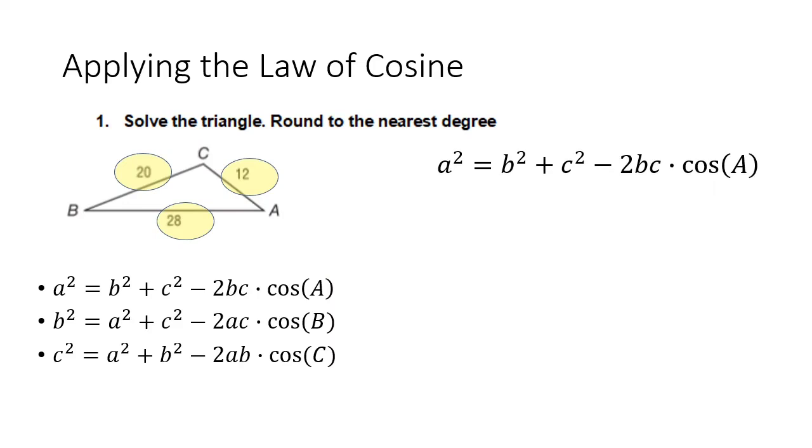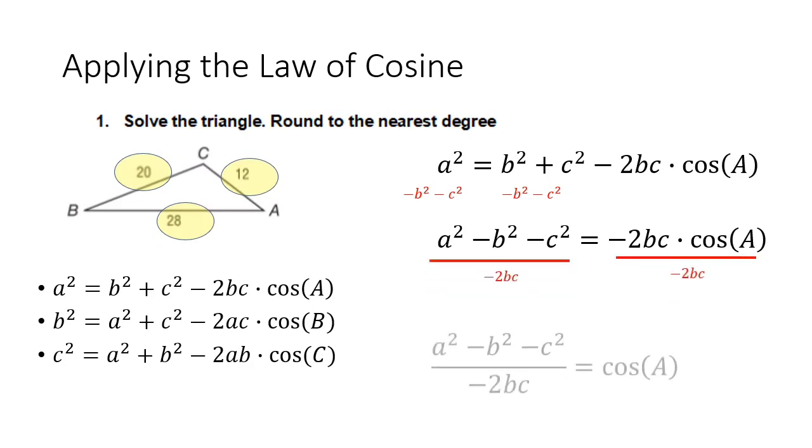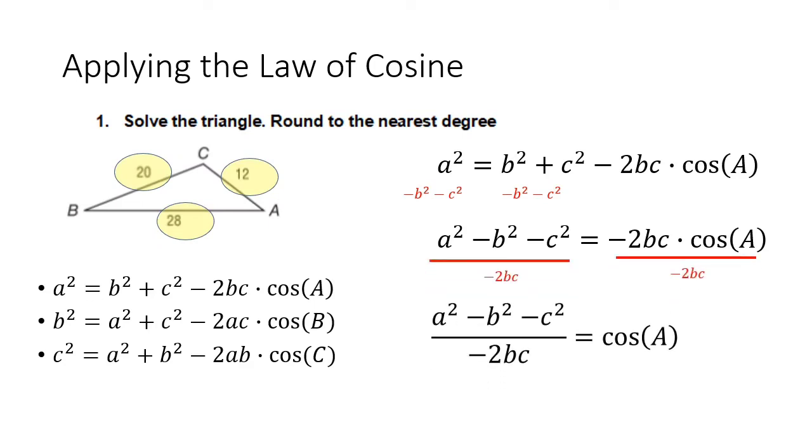In this case, I'm going to go ahead and try and solve for angle A. So we're going to subtract the b squared and the c squared because they're adding. I'm trying to get them to the other side. And we are left with negative 2bc times the cosine A. Now we're going to divide by negative 2bc, everything. And you see that we are left with cosine A, and we have a squared minus b squared minus c squared over 2bc equals cosine A.